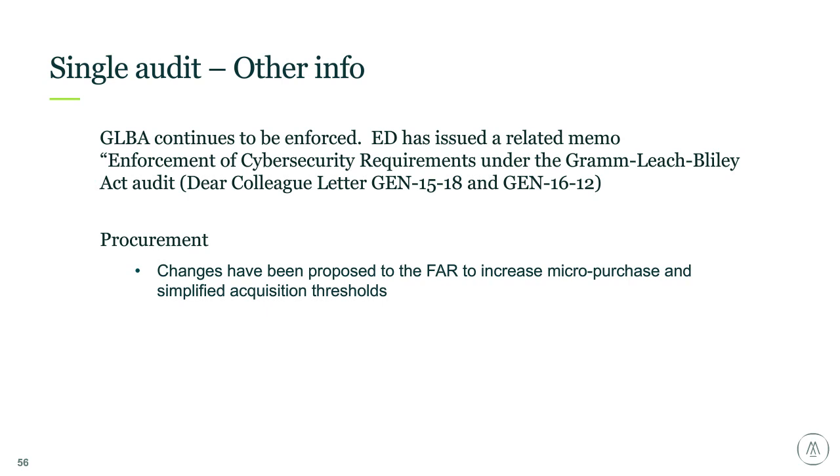For public institutions, procurement with the uniform guidance, there are some changes that have been proposed to the federal acquisition regulations to increase micro-purchase and simplified acquisition thresholds. Before you had that $3,500, there is a proposal to increase that to $10,000. So that's something that we're still watching out for. So that concludes our topics there.